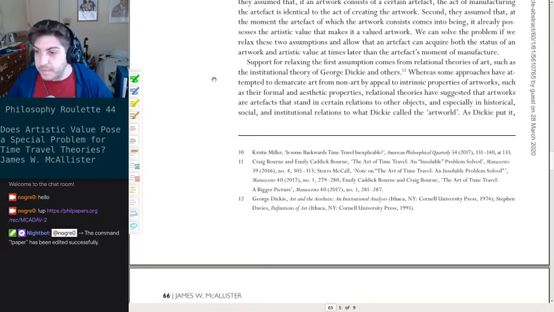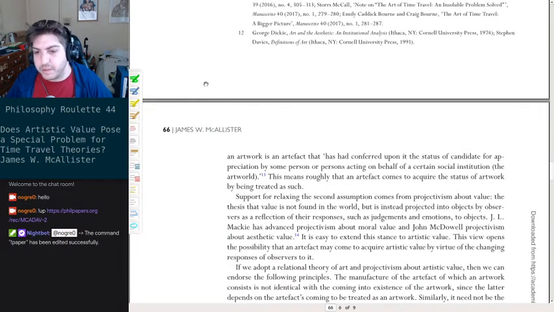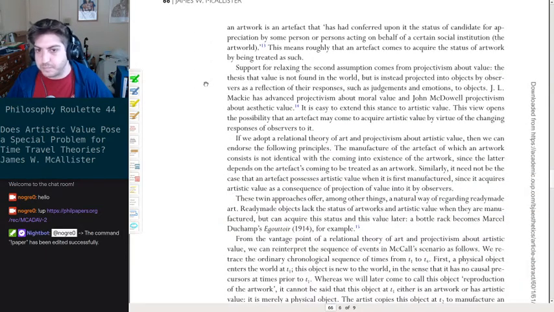Anyway, as Dickey put it, an artwork is an artifact that has conferred upon the status of candidate for appreciation by some person or persons acting on behalf of a certain social institution, the art world. This means roughly that an artifact comes to acquire the status of artwork by being treated as such.